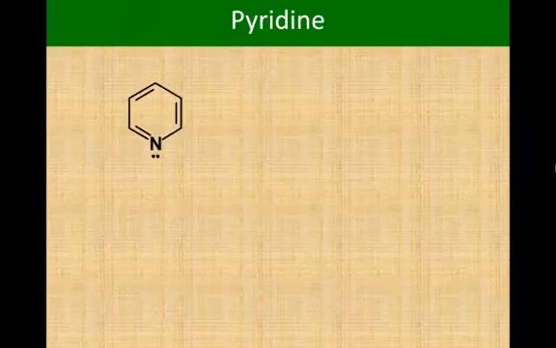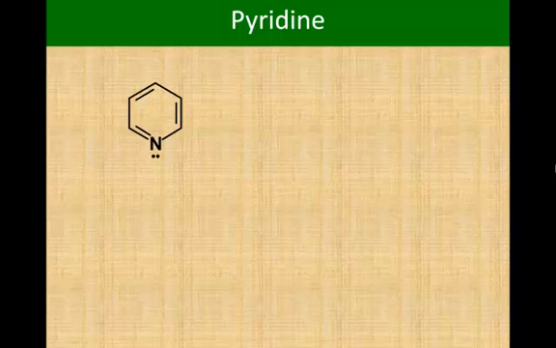Let's start with pyridine. Well, you may recall our rules for aromaticity, and one of the rules said that all of the atoms in the ring had to be sp2 hybridized. If you look at pyridine, you can obviously see that they are. The molecule has to be planar. If all of the atoms are sp2 hybridized, then indeed this molecule is planar.